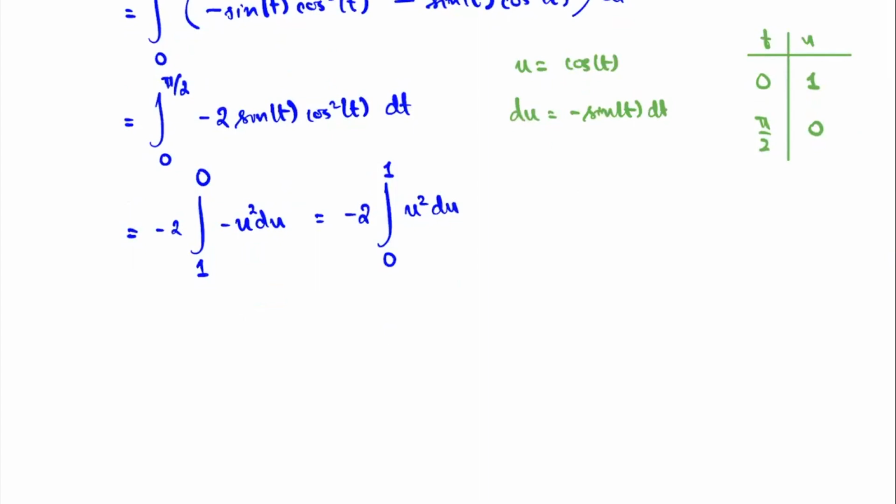Right, so you have negative 2 times u cubed over 3, evaluated at 0 and 1, and you should get the answer to be negative 2/3.